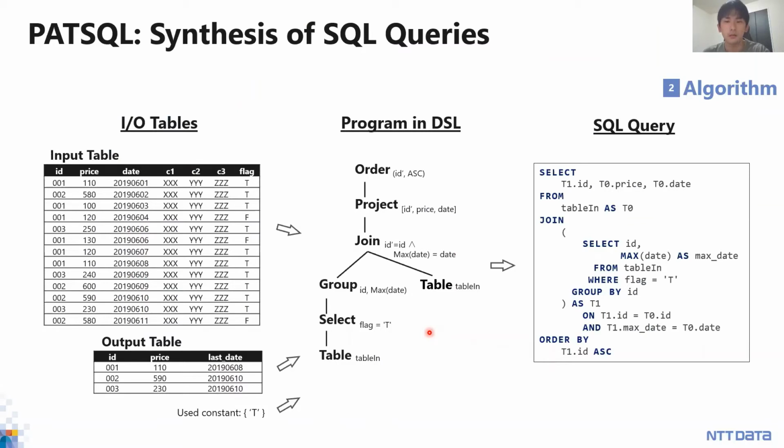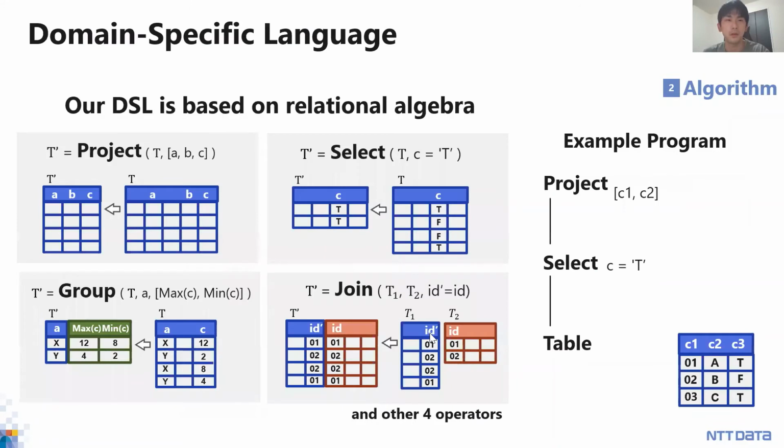In PATSQL, programs are synthesized in our DSL. Before describing how PATSQL works, I'll explain the definition of our DSL. Our DSL is based on relational algebra. Each operator takes more than 1 input tables and produces a new table. For example, project operation projects some of the columns in a table, while select operator filters out records according to the given condition. We have 8 operators in total.